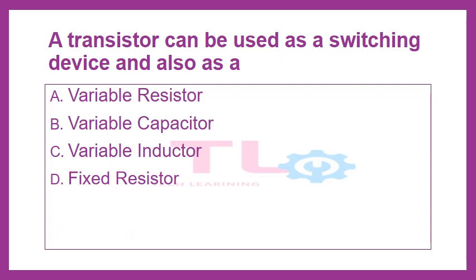A transistor can be used as a switching device and also as a option A, variable resistance, option B, variable capacitance, option C, variable inductor, or option D, fixed resistor. And the correct answer is variable resistor.